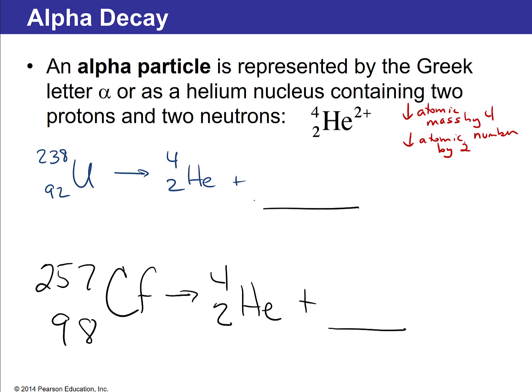The atomic number goes down. Is the symbol going to stay the same? No, because remember we said atomic number defines what the element is. And so the symbol is going to change. It'll be a different element. So the element symbol and name changes.